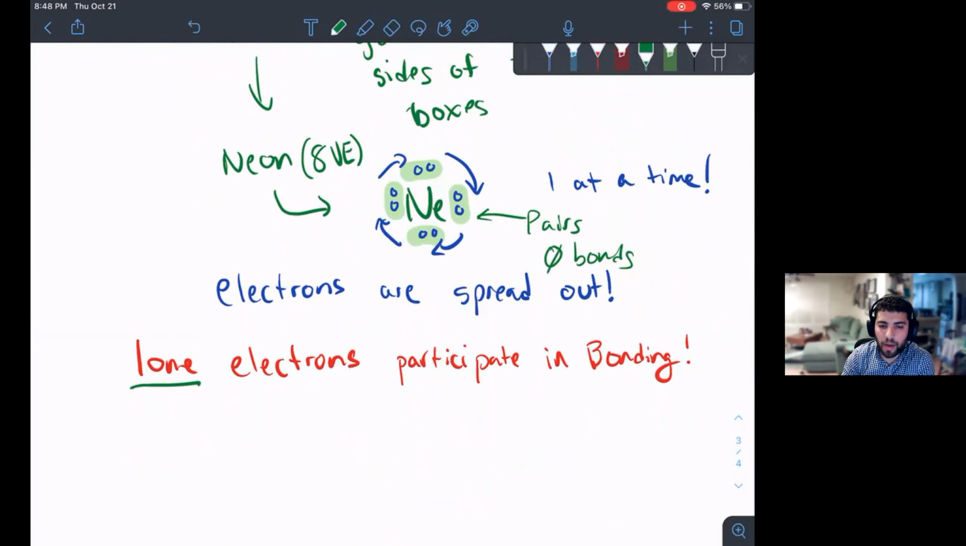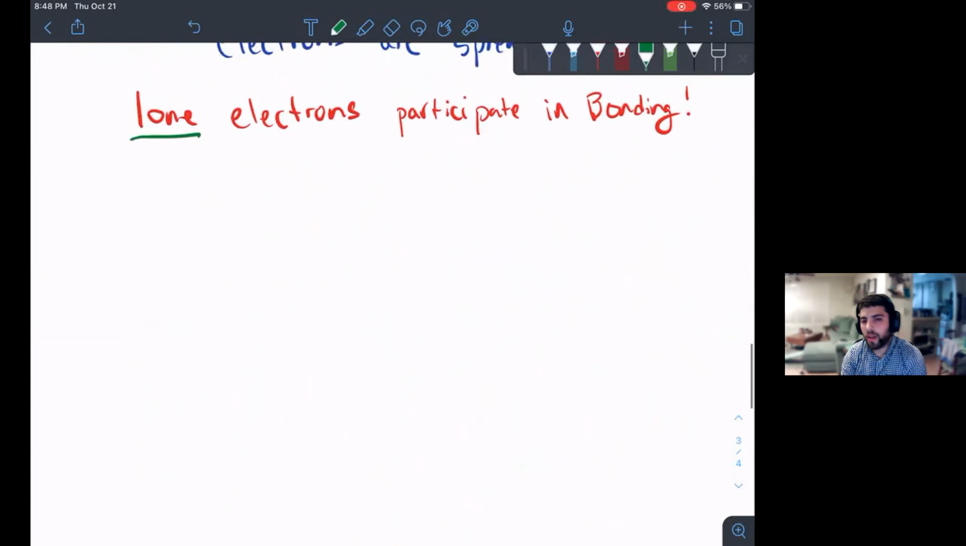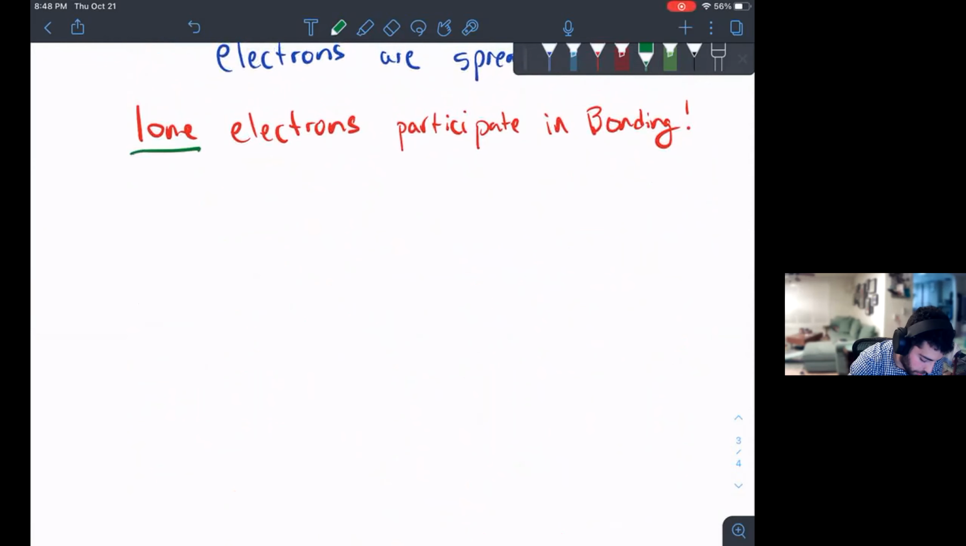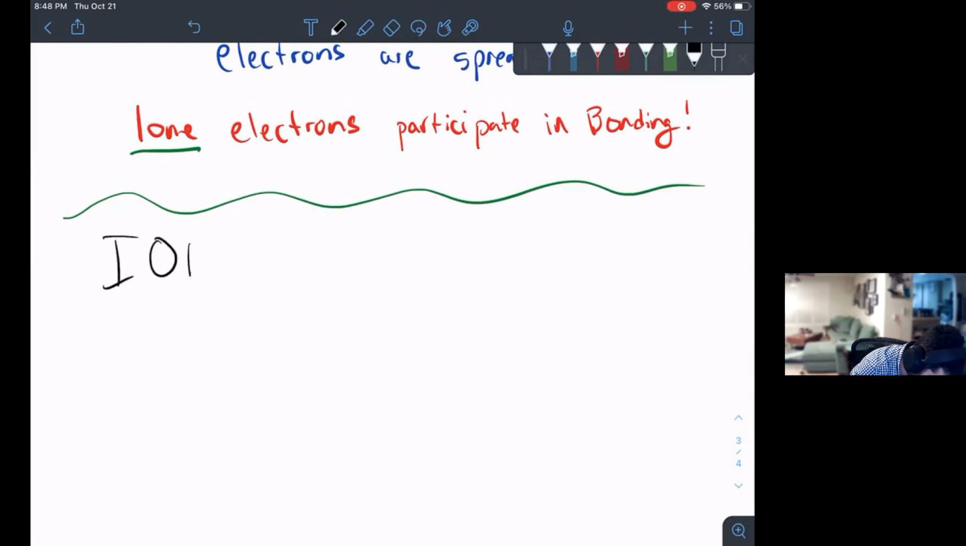All right, so that is the important part about Lewis structures. One at a time, I do it clockwise. Electrons are spread out because lone electrons bond. So we have set up all the groundwork. Let us go ahead and actually do an ionic bond. But wait, there's more.